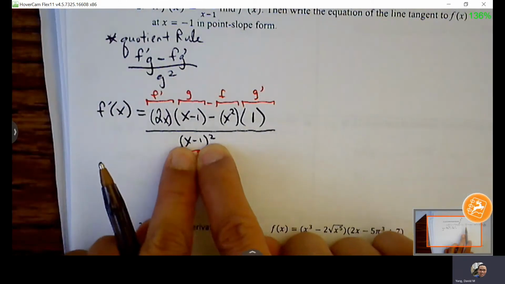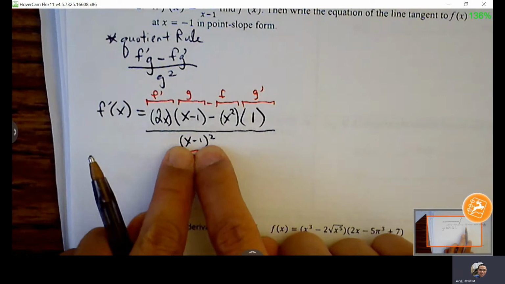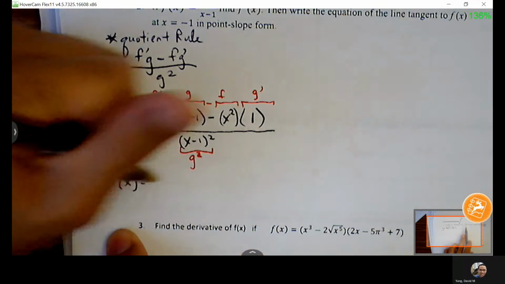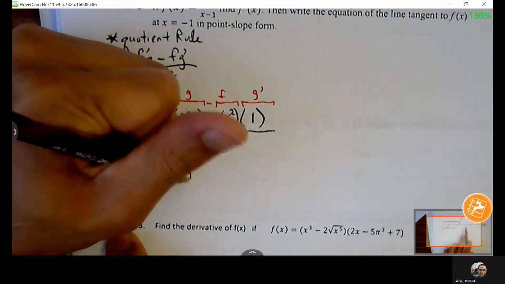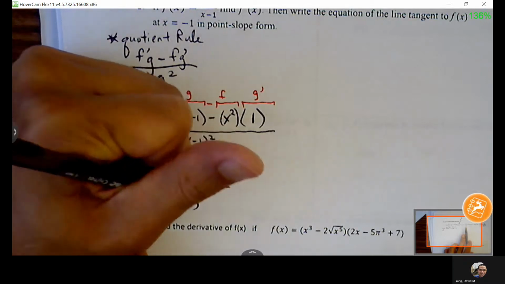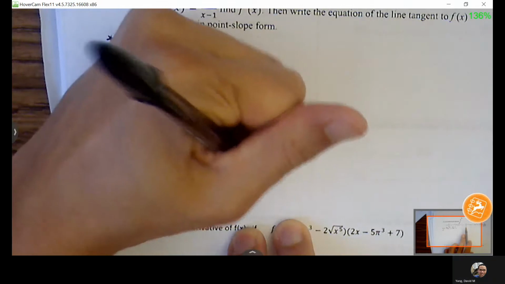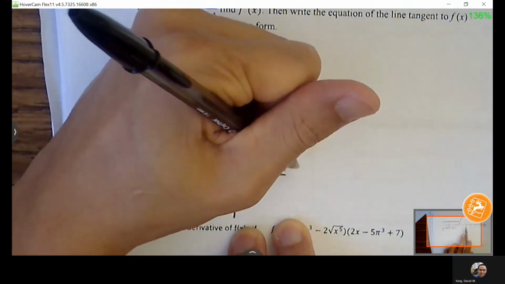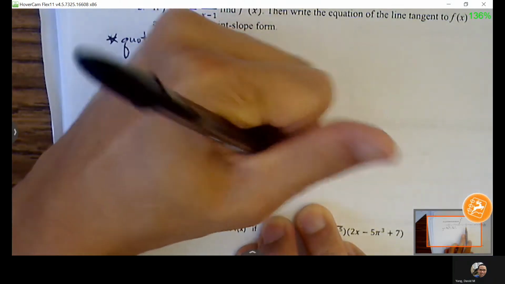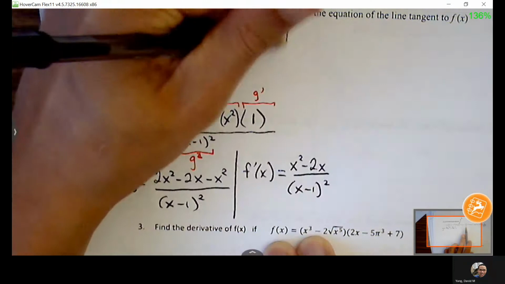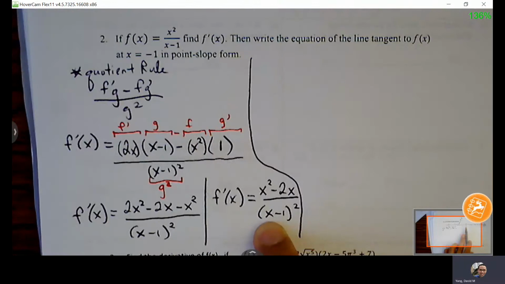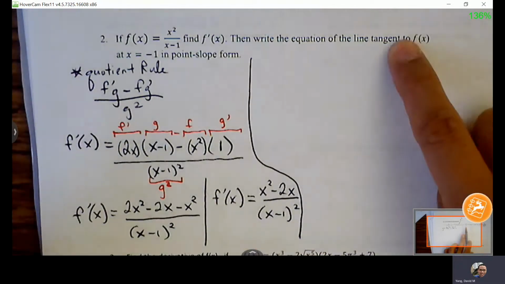This is a good place to be. So we don't want to try to expand that. Factor form is good for the denominator. All right, so I have my f prime. Any questions here?